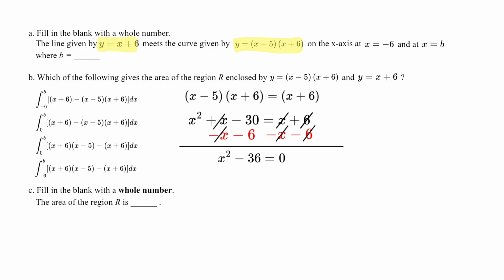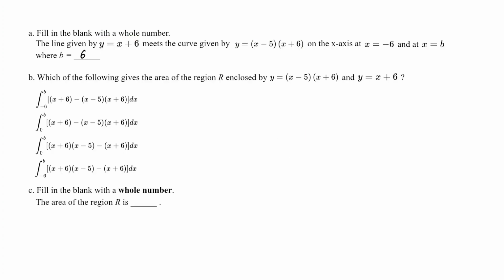Now let's solve for x. If we factor x squared minus 36, we get the quantity x minus 6 times the quantity x plus 6. So, our intersection points are x equals negative 6 and x equals 6. Looking back at part A of our question, that means our missing whole number b is 6. Now that we have our boundaries from negative 6 to 6, which integral setup is correct in part B?